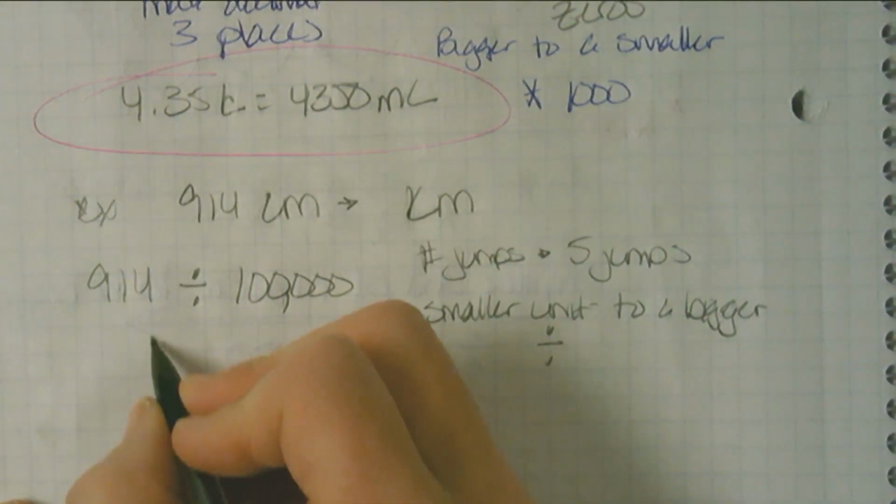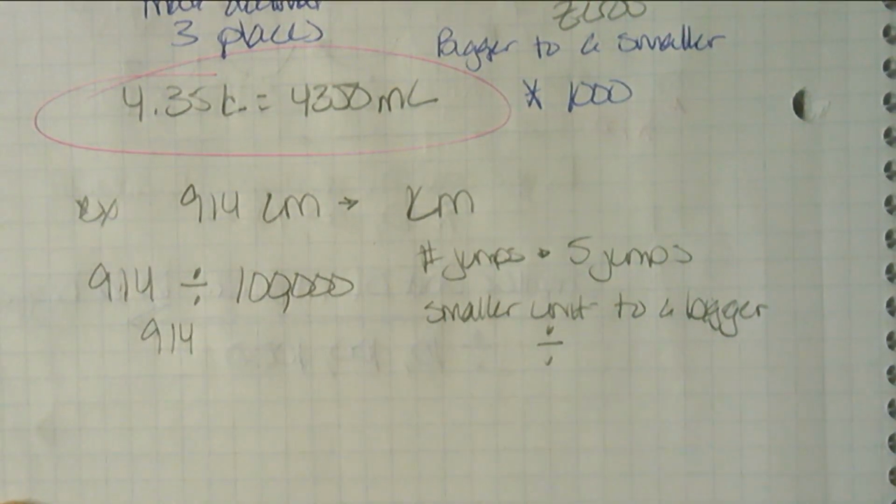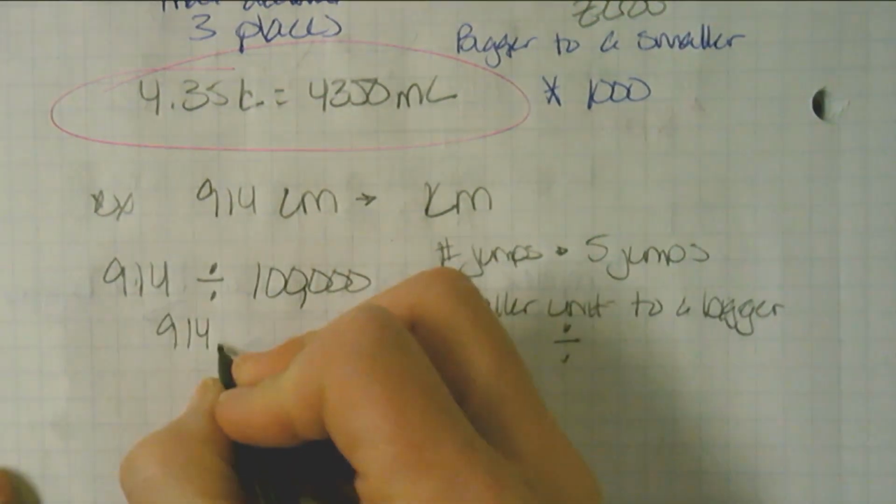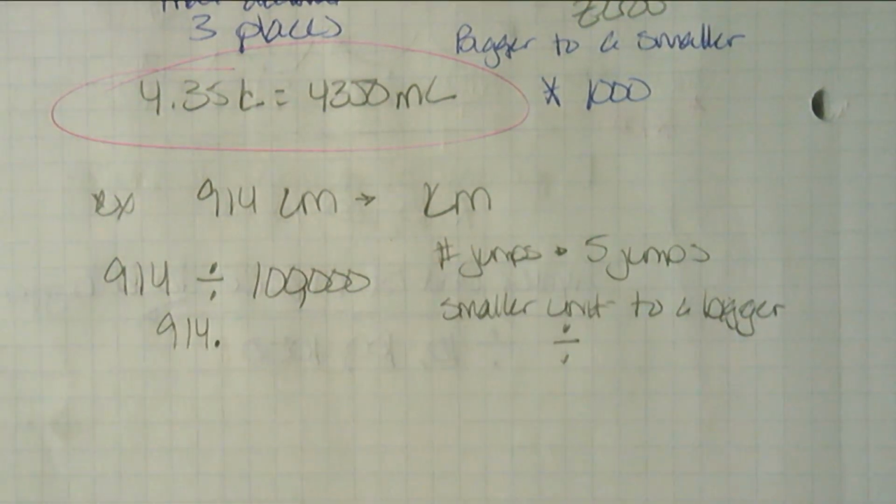All right, so I have my 914. Where's my decimal right now in my 914? Mateo, where is it? Someone help him out. Where is it? Kira? Yeah, it's right at the very end. So if you don't see one, it's at the end.